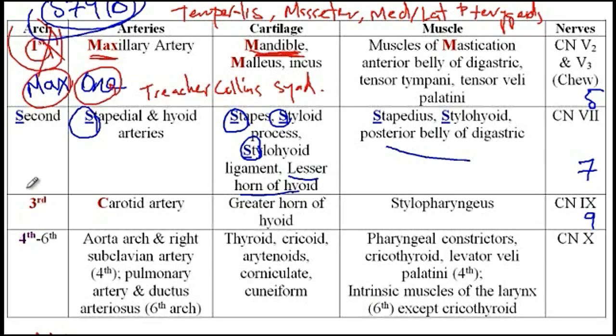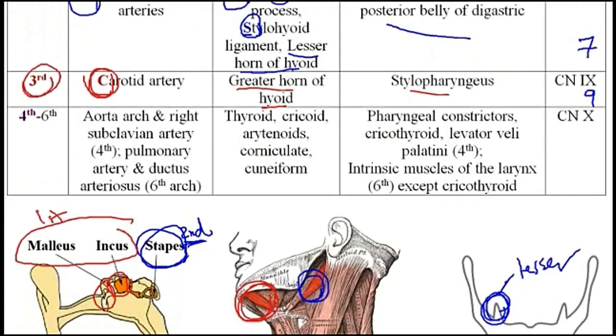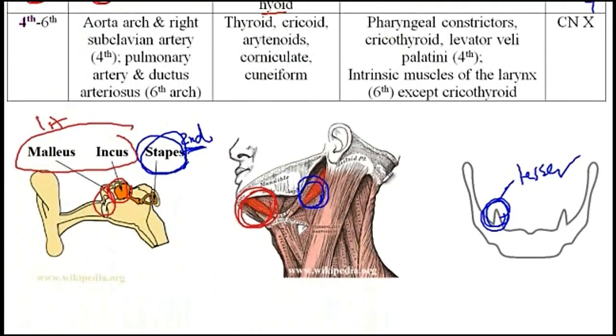The third branchial arch gives rise to the carotid artery. So you know how C is the third alphabetic letter. So the third branchial arch gives rise to the carotid artery. It also gives rise to the greater horn of the hyoid and the stylopharyngeus muscle. So let's go back to the hyoid bone again, and here is the greater horn of the hyoid, which is derived from the third branchial arch.